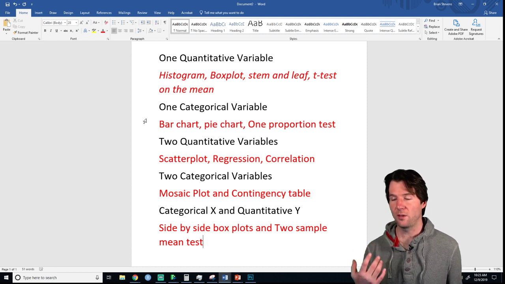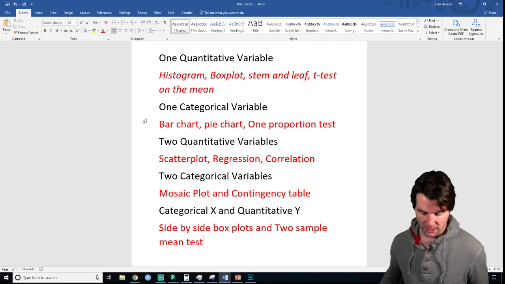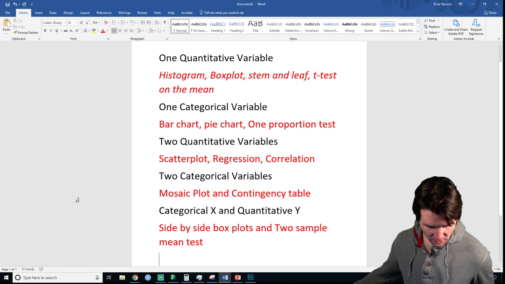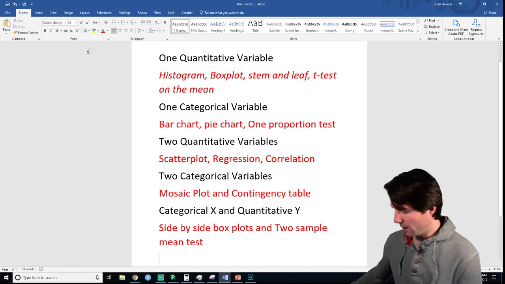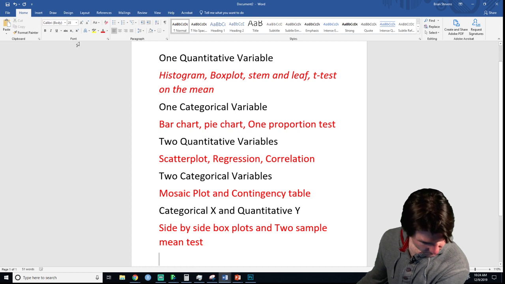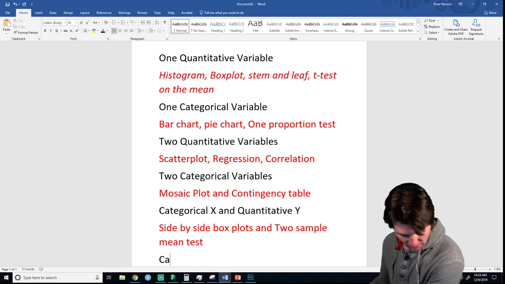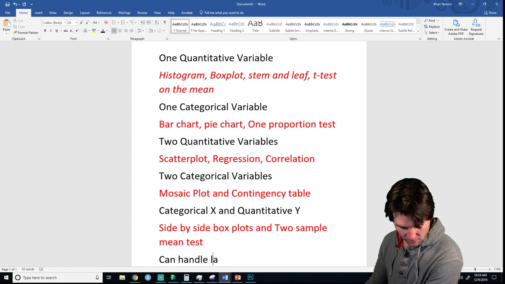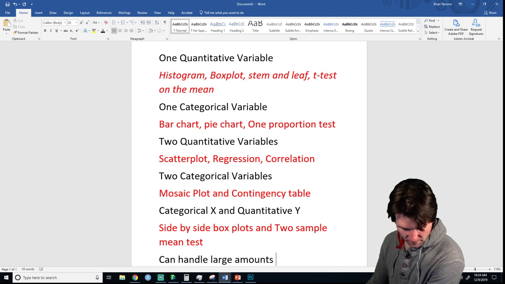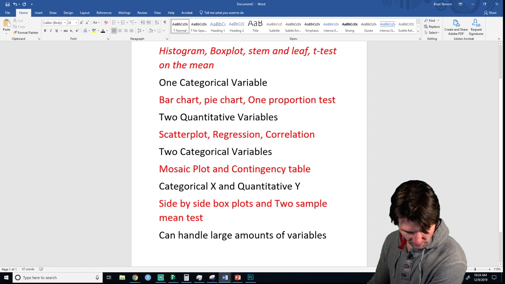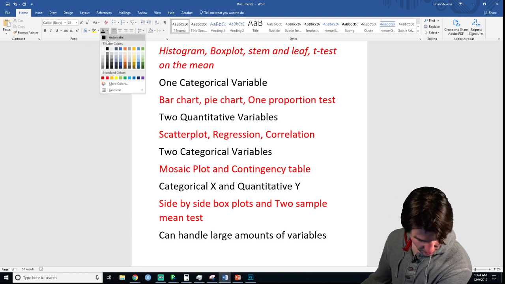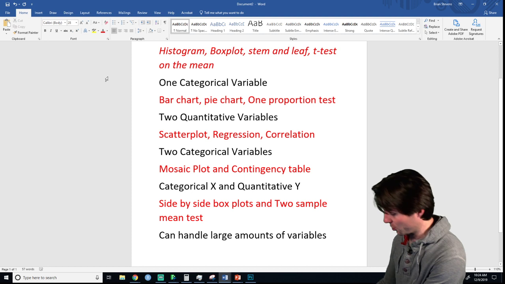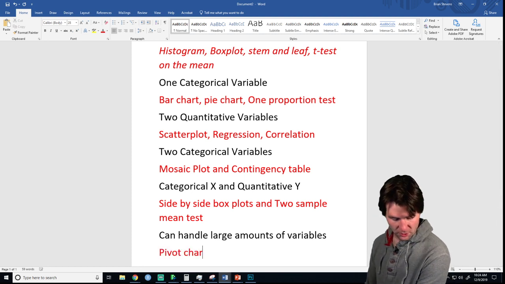When we would use pivot tables and charts, they can be used for pretty much everything. So Kelly, great answer. So let's put this right here. I think we have just enough room. Can handle large amounts of data. And so generally, this is like my super Cliff Notes version of it. Pivot charts and tables, decision trees.